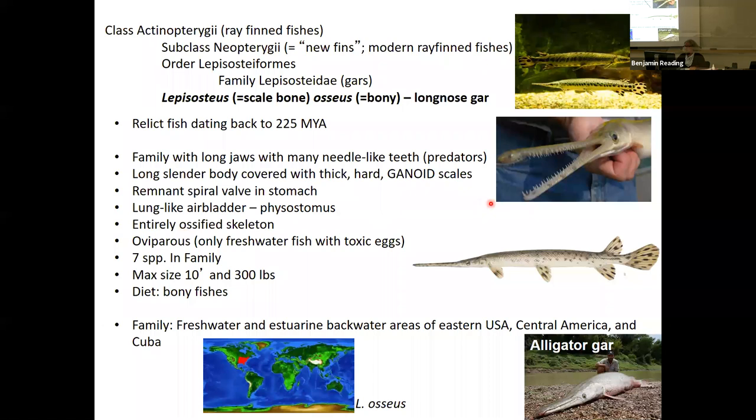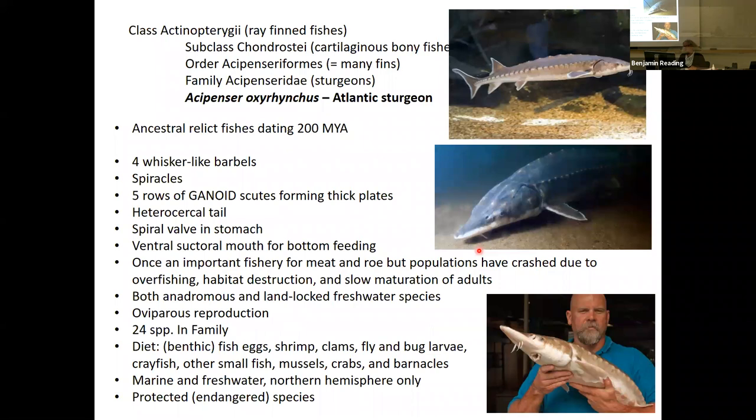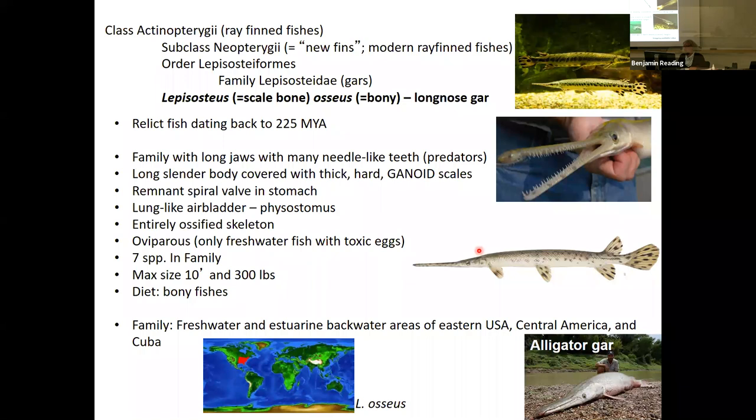Oviparous, egg laying. With fish like this, the paddlefish and the sturgeon, the eggs are worth a lot of money, right? They're very valuable as caviar. I would not eat gar caviar because the eggs are actually poisonous. They include toxins, and I guess it's a defense mechanism to prevent other species from eating their eggs. And so do not eat the eggs of a gar. It can make you sick.